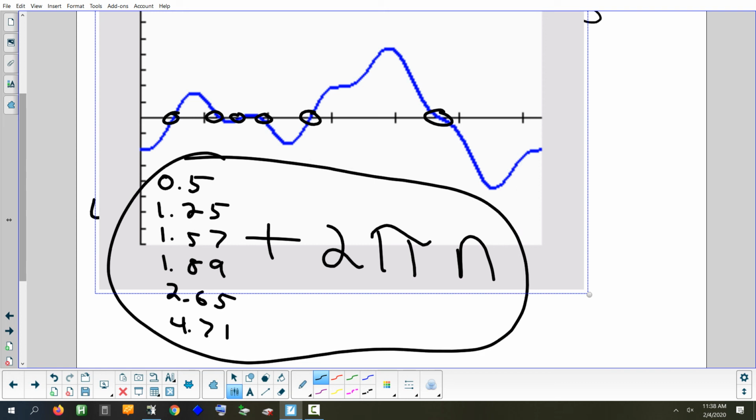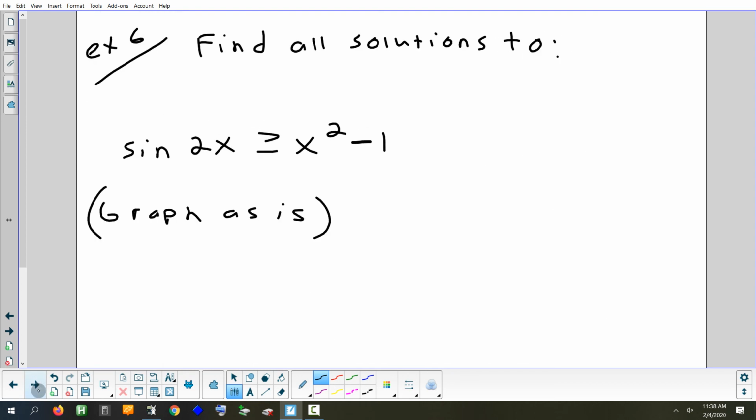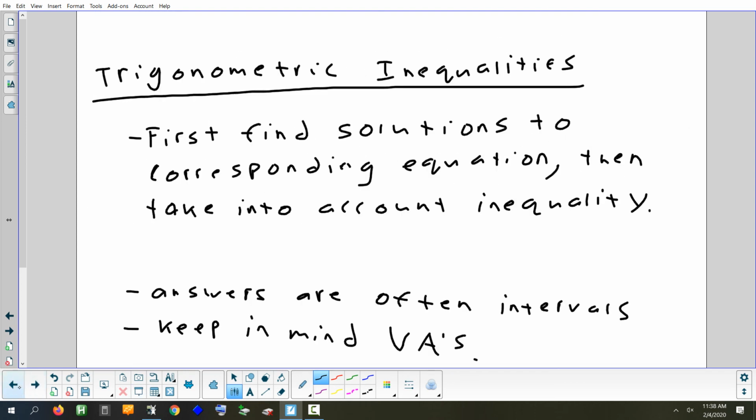You probably wouldn't have one on a test with that many answers, but I'm just showing you that you can have one with 6 answers per cycle. But more typical ones that we're going to do probably have, I'd say, anywhere from 1 to 3 answers per cycle. Okay. Questions on that one?